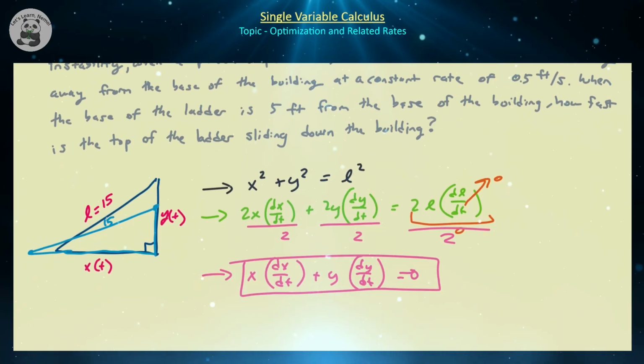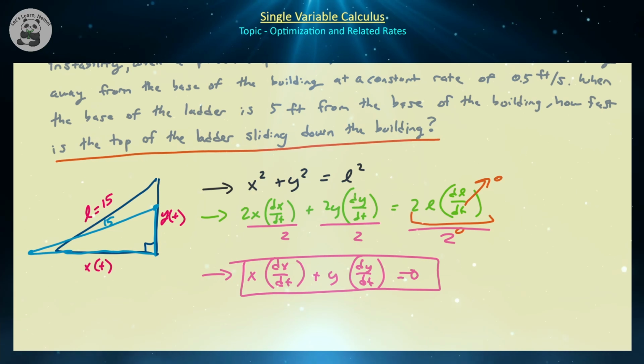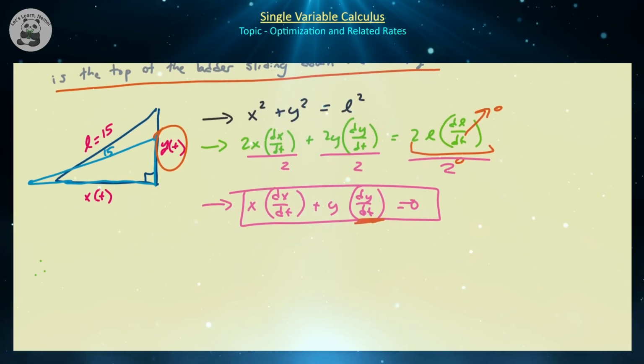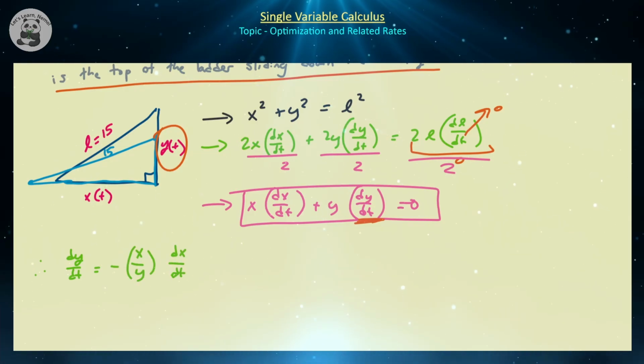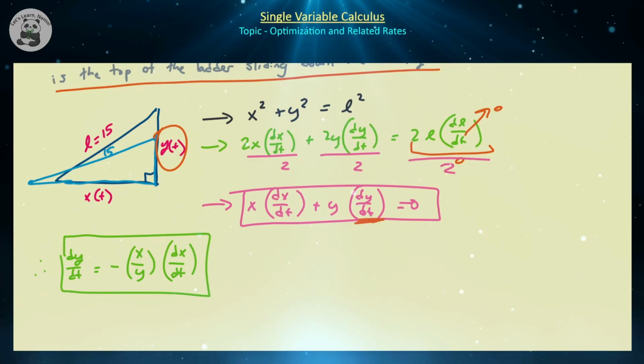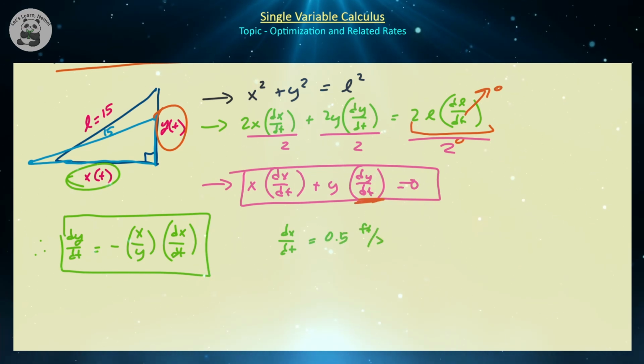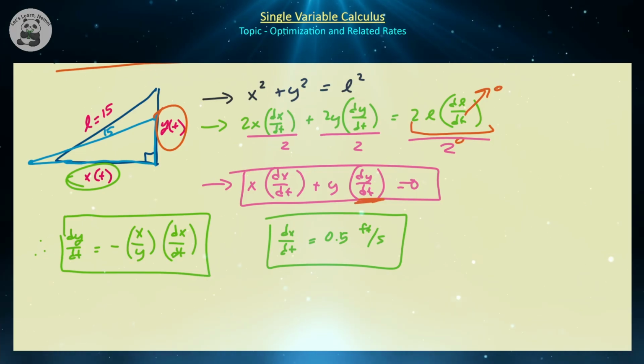So what are we aiming for? We want to figure out how fast the top of the ladder is sliding down the building. So that's how y is changing with respect to time. So let's solve this equation for dy/dt. Once we do that, dy/dt is going to be equal to minus x divided by y times dx/dt, if manipulated correctly. So this is our particular equation. And we know how fast the base of the ladder is sliding away from the base of the building. That was given to be dx/dt equal to a fixed rate of 0.5 feet per second. So that was given to us.